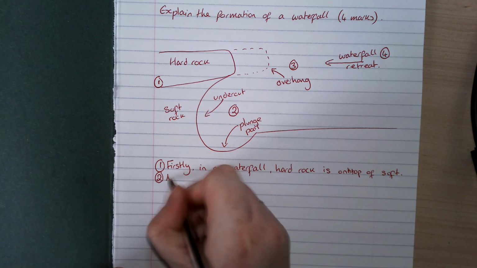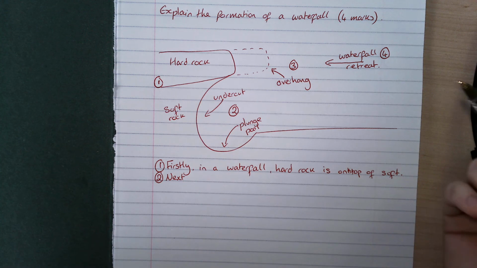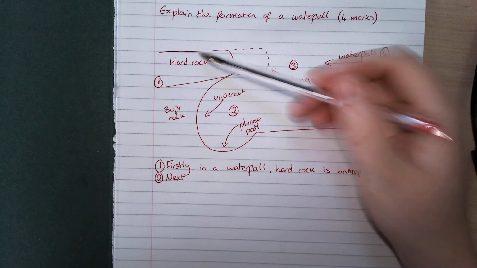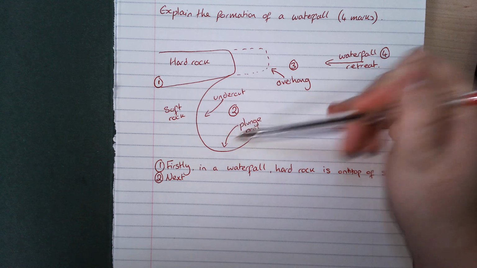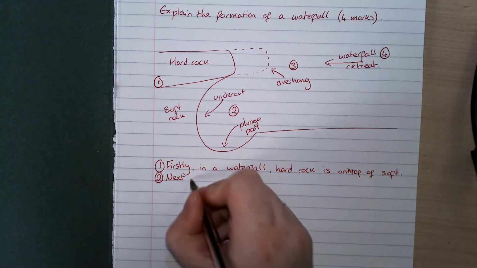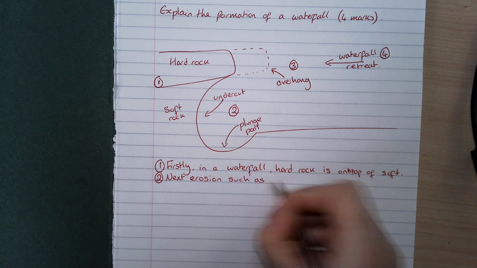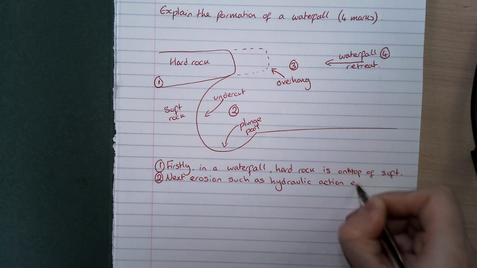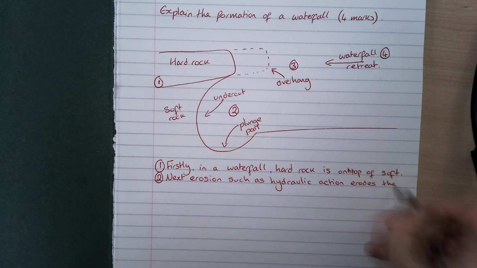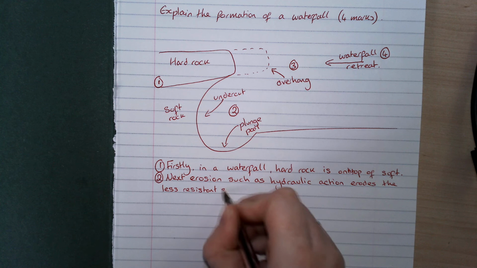Next, because again we are writing a process, so next, the soft rock is of course softer, therefore it is less resistant to forms of erosion, particularly hydraulic action and abrasion, and it's hydraulic action that would be happening here with the sheer force of the water plummeting down into this plunge pool here. So next, erosion, such as, and it's always a good idea to name the erosion, hydraulic action, erodes the less resistant soft rock.